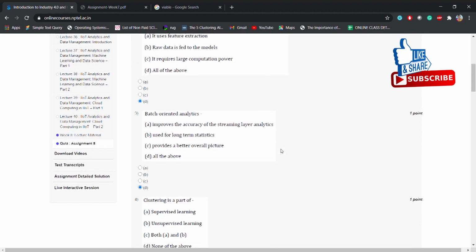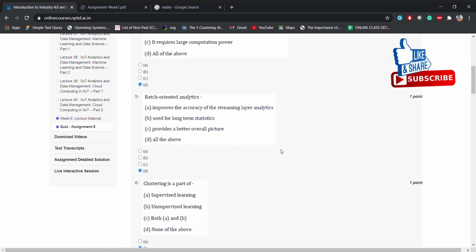And coming to the third question, batch-oriented analytics. So the options are A. Improves the accuracy of the streaming layer analytics. B. Used for long-term statistics. C. Provides a better overall picture. D. All of the above. So coming to the correct answer, it is D.